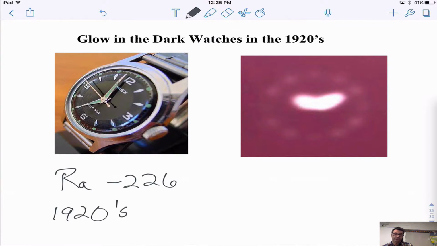This has been largely replaced by phosphorescent glowing bands, which are not radioactive. In some cases, tritium, which is much less potent than this radium-226. And there's actually some interesting stories about what they call the radium girls.